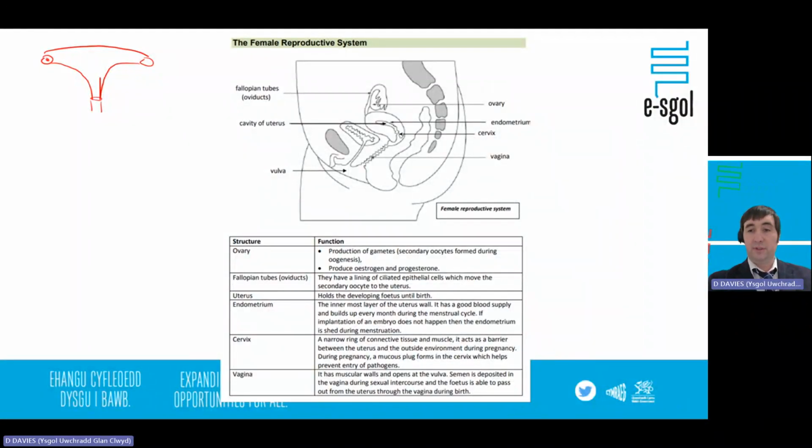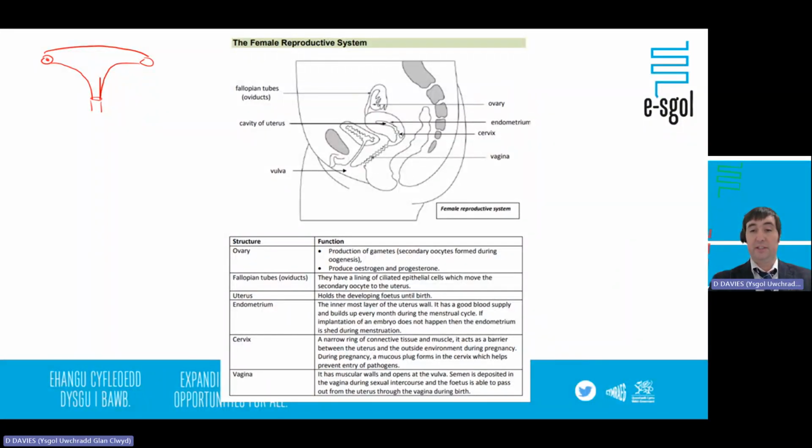The uterus then is a muscular structure that holds the baby during pregnancy. The endometrium is the innermost layer of the uterus wall, with a good blood supply. It builds up every month, as part of the menstrual cycle. If implantation occurs, the endometrium is maintained. The cervix is a ring of connective tissue, a ring of muscle. That's the barrier, the gateway between the uterus and the vagina. And the vagina has muscular walls, and it opens at the vulva.